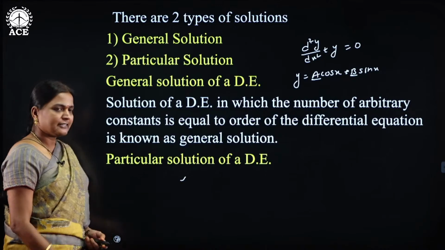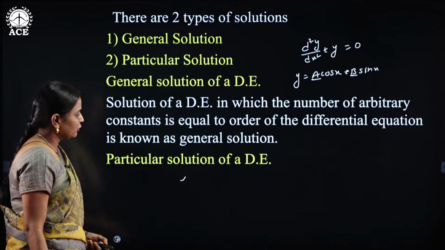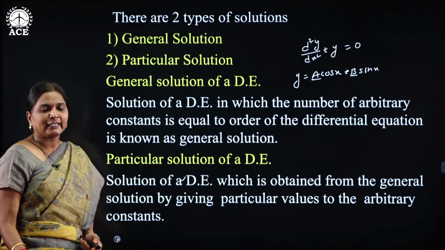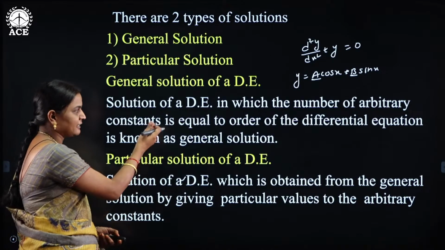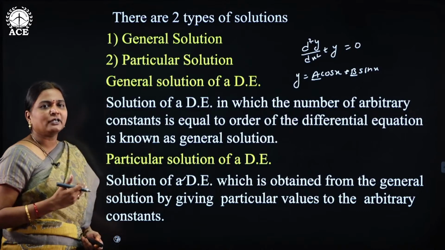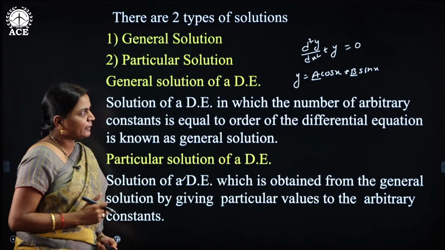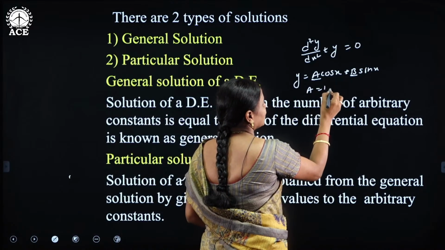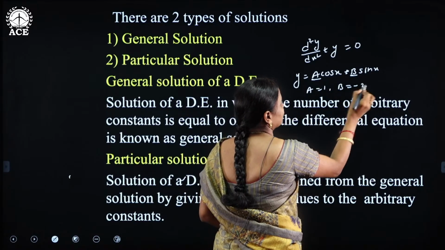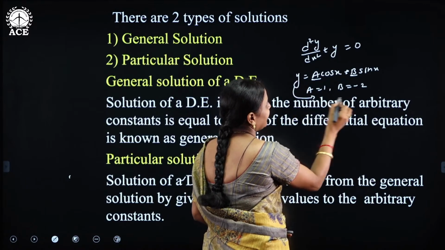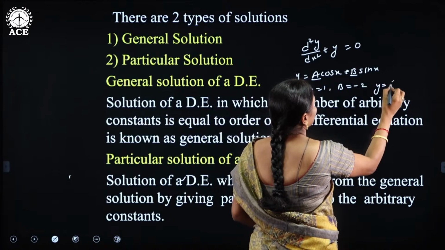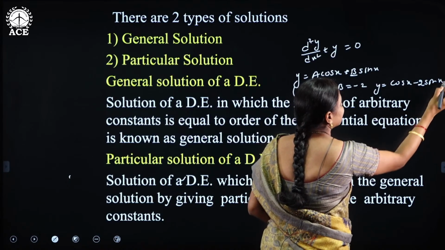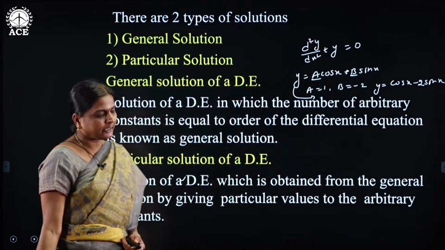Next, particular solution. So, what is a particular solution? A particular solution of a given differential equation is obtained from the general solution by giving particular values to the arbitrary constants. Suppose here we give a is equal to 1, b is equal to minus 2. Then this solution can be written as y is equal to cos x minus 2 sin x. So, this solution is called the particular solution.